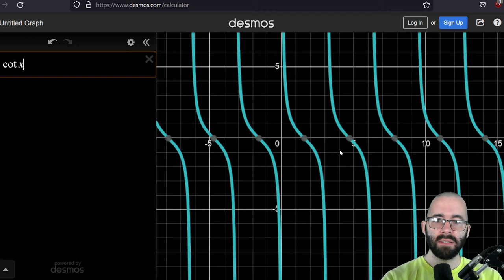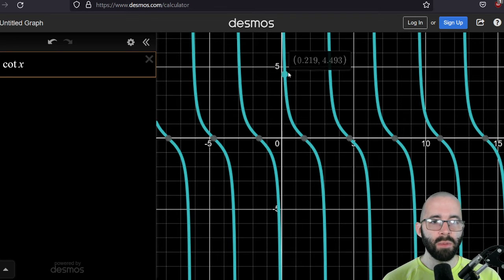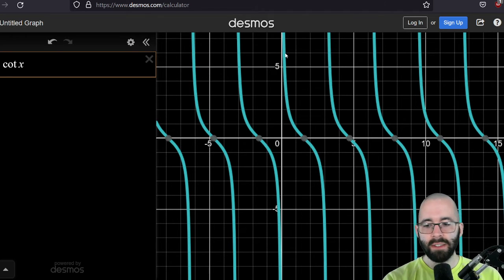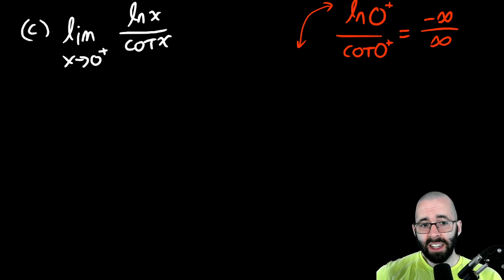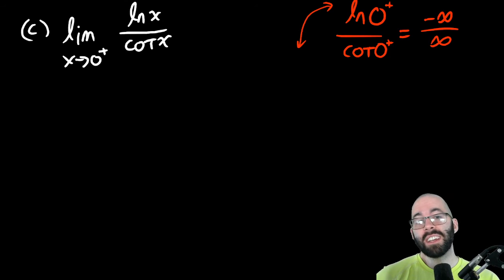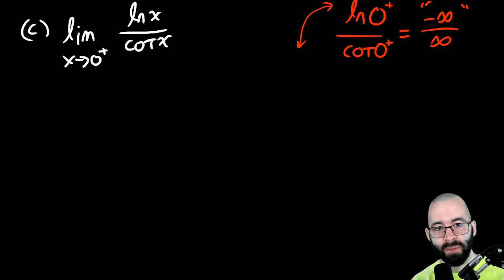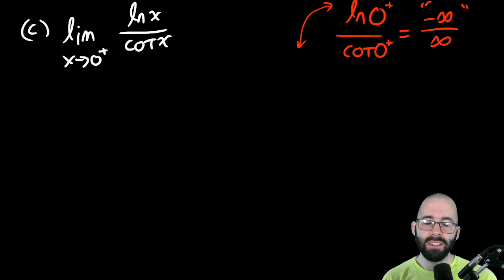Cotangent from the right, you might not remember cotangent, but as x approaches 0 from the right, cotangent is positive infinity. So it looks like it's going to be a negative answer. It looks like it's going to be negative, but the fact of the matter is it's an indeterminate form. Even if we think it's negative, we don't know what value it's going to be. That's the whole thing about indeterminate forms.